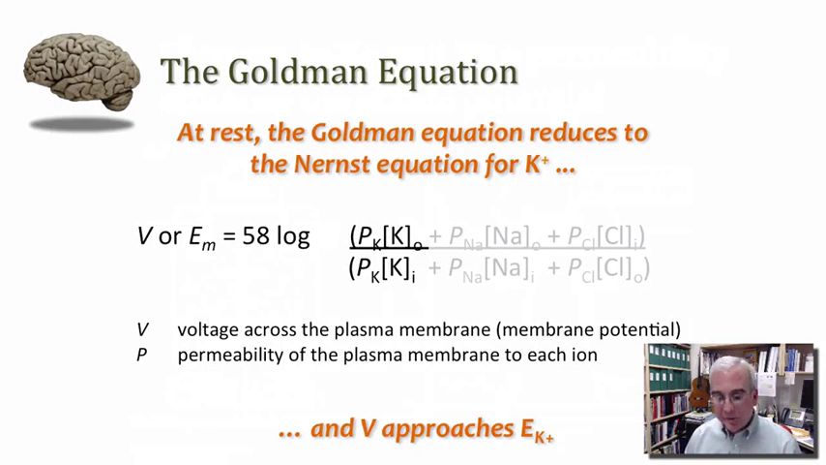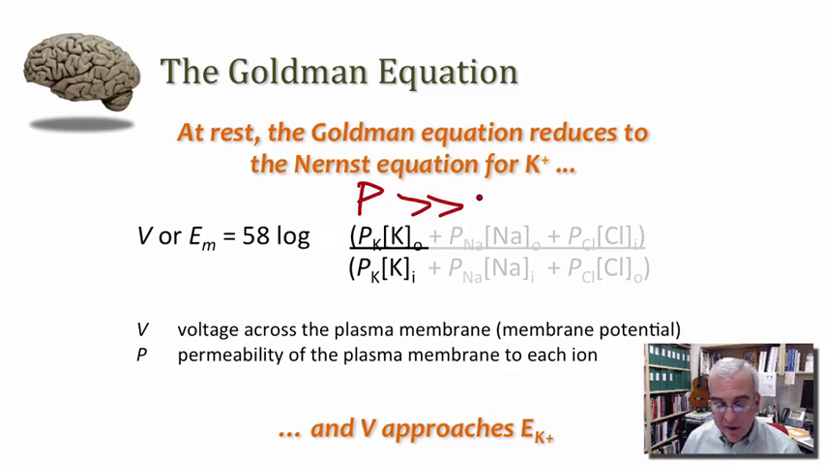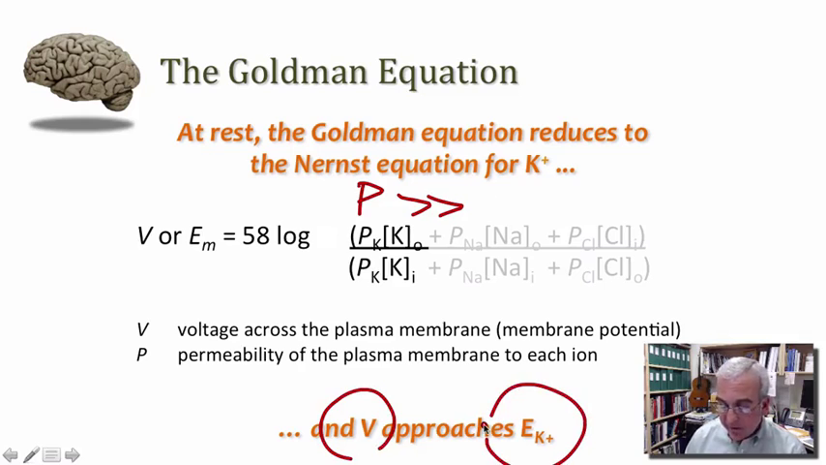Now, at the resting state, the Goldman equation essentially reduces to the Nernst equation for potassium. That is, the permeability for potassium is so much greater than the permeability for these other factors that they basically disappear. And what we have then resembles the Nernst equilibrium potential for potassium. And predictably, the membrane potential then approaches that theoretical limit predicted by the Nernst equation for potassium.